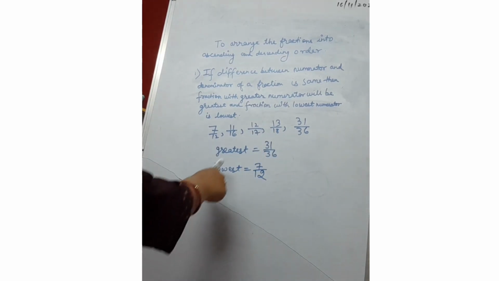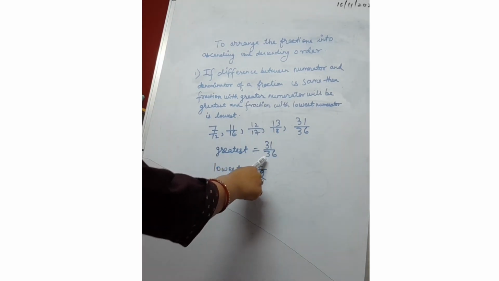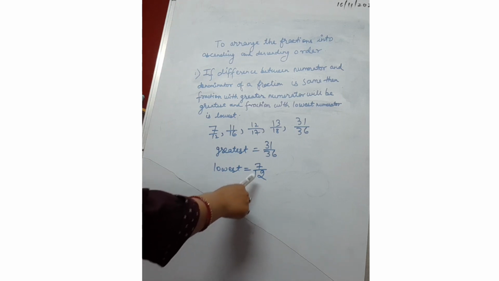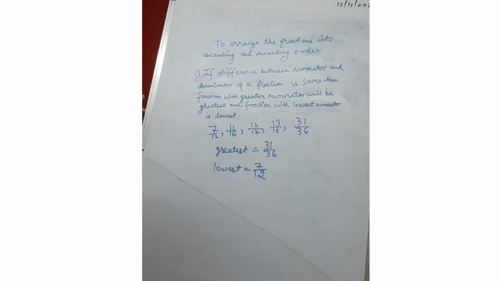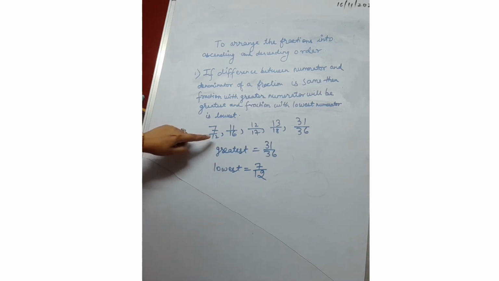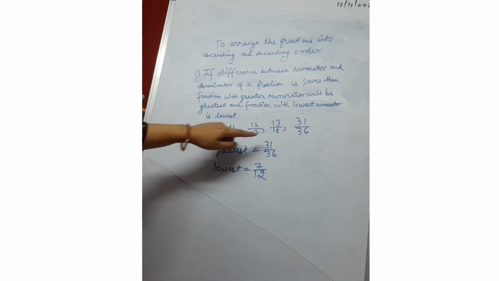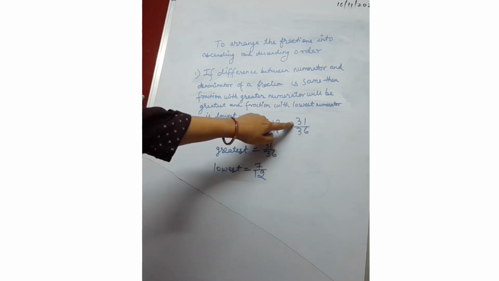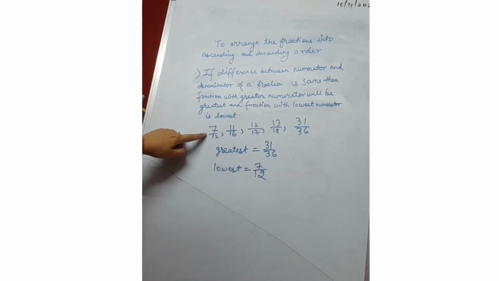So here the greatest fraction is 31 by 36 and the lowest fraction is 7 by 12. This is the trick to solve this kind of sum. When the difference between the numerator and denominator of the fractions is the same, then the fraction with the greater numerator will be the greatest and the fraction with the lowest numerator will be the lowest.